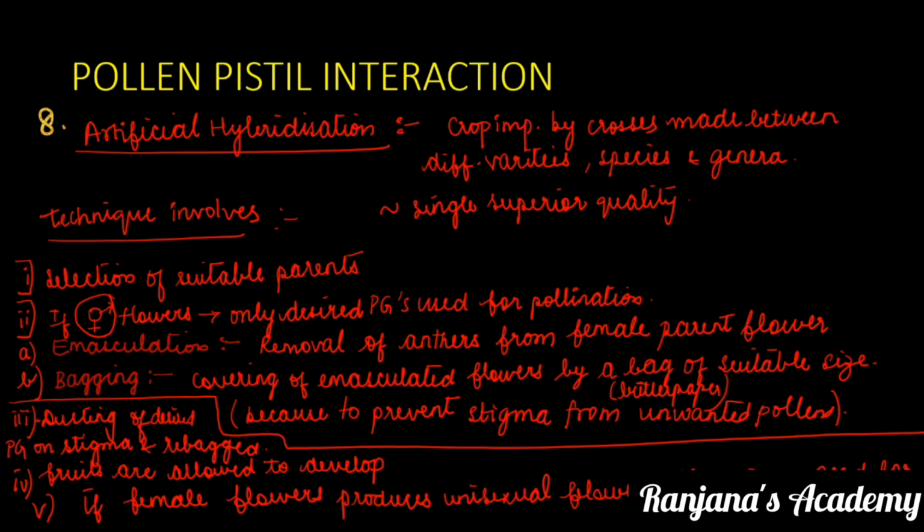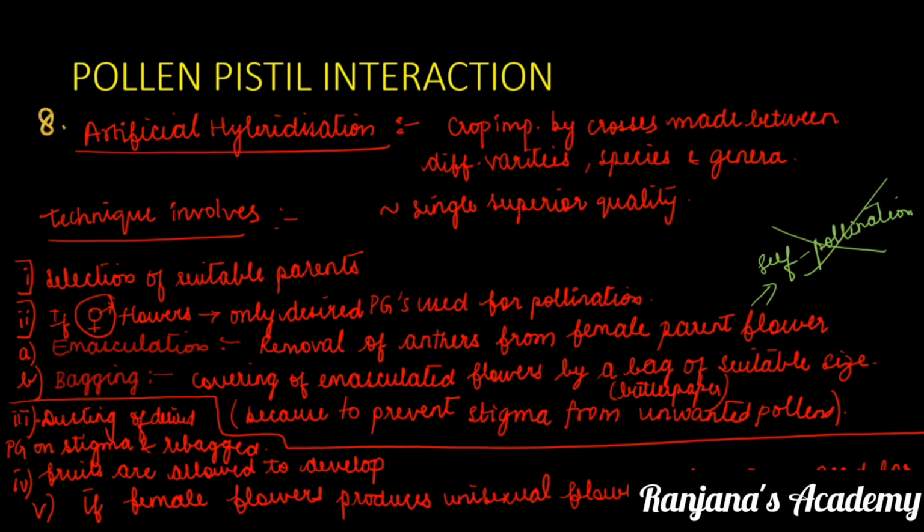After that, the bisexual flowers. In bisexual flowers, you are supposed to remove the anthers, and this process is called emasculation. In a female parent flower, you have to remove the anthers. Why? To prevent self-pollination. You have to stop this. This should not take place. That is the reason we do the emasculation process.